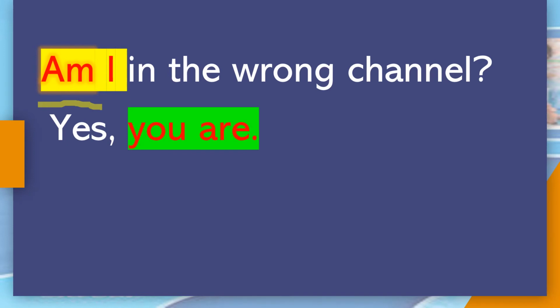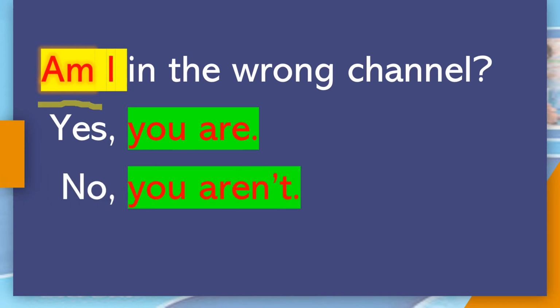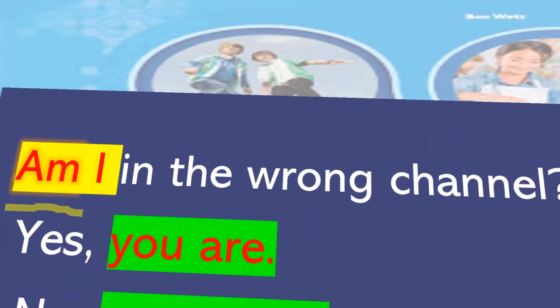The second one is no, you aren't. If I'm in the correct channel, then he will tell me no, you aren't, or no, you are not. Remember, when you use no, you must always have the word not or aren't behind it. Except for isn't and aren't, with am not you cannot say amn't. Okay? Let's look at another example.